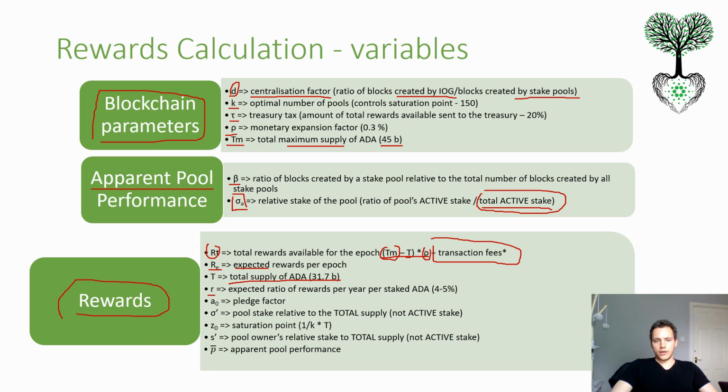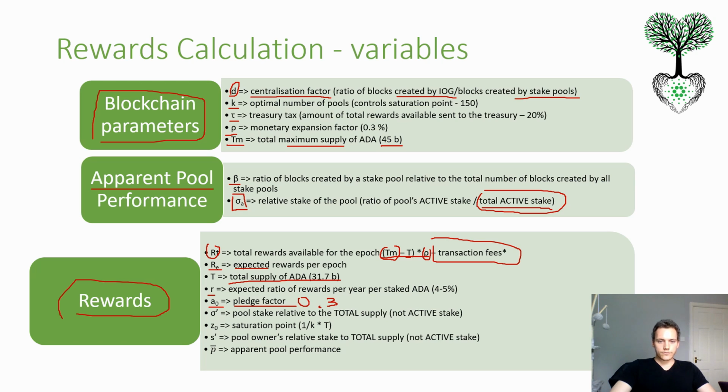Then T we already covered. R is the expected ratio of rewards per year staked, so it's like ROS, but we're actually not going to use that number in my calculations. I forgot to take it off, so don't worry about that. A0 is the pledge factor, which specifies how much influence a pool's pledge has on the rewards. Right now it's set to 0.3, which a lot of people say is not very significant. So a pool with a small pledge and a large pledge will get very similar rewards, but nevertheless that is what it is.